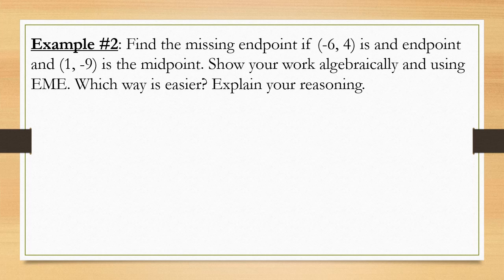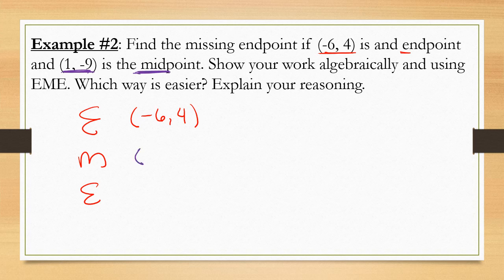All right. This example number 2 says to find the missing endpoint if -6, 4 is an endpoint and 1, -9 is a midpoint. So again, we see the words midpoint and endpoint, which is just going to draw us to ME. We have to get everything put in the correct place. So -6, 4 is one endpoint, and 1, -9 is your midpoint, so that's going to be M in the ME.